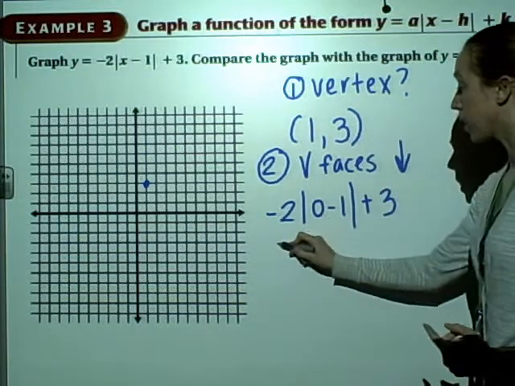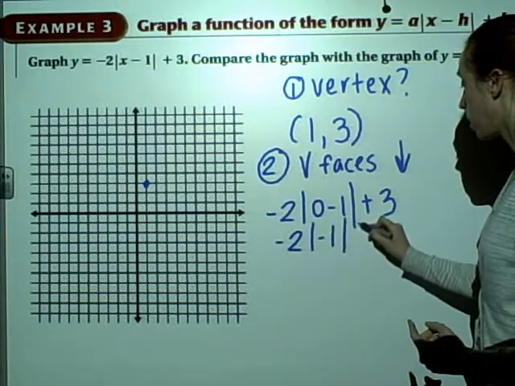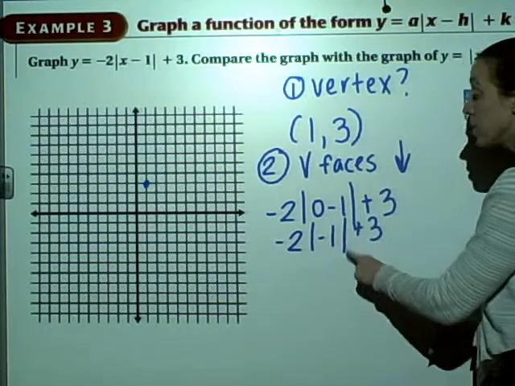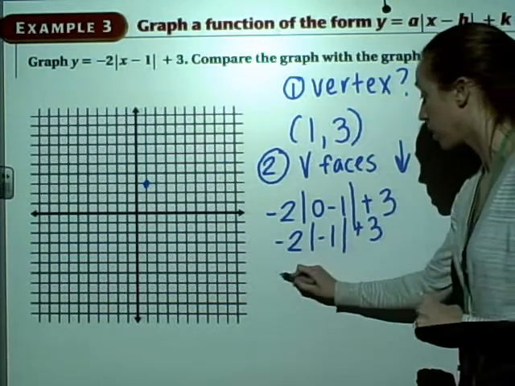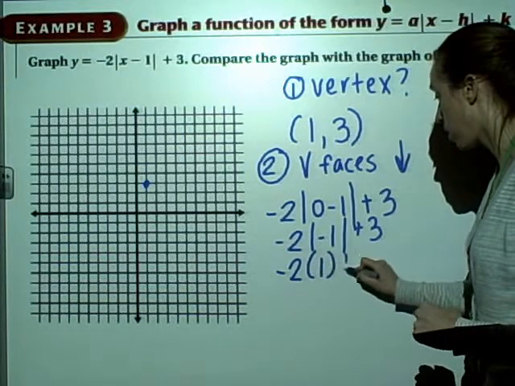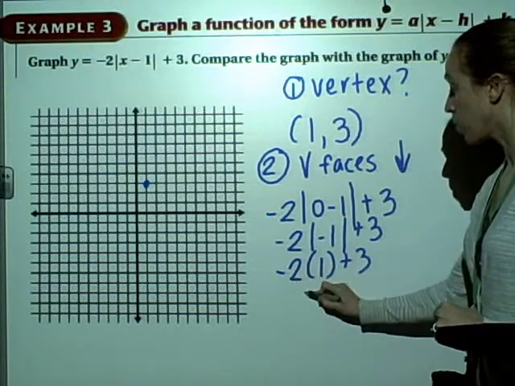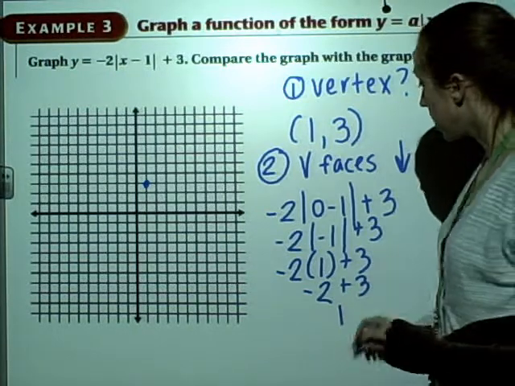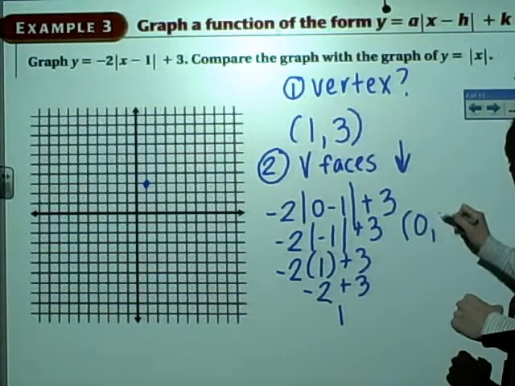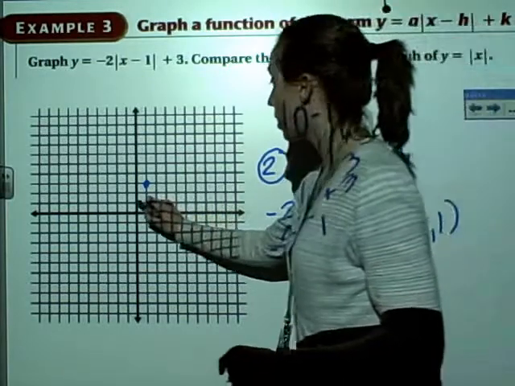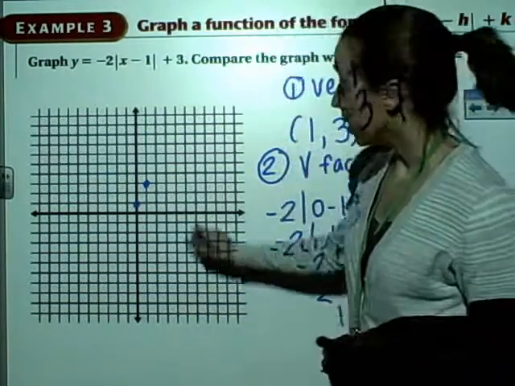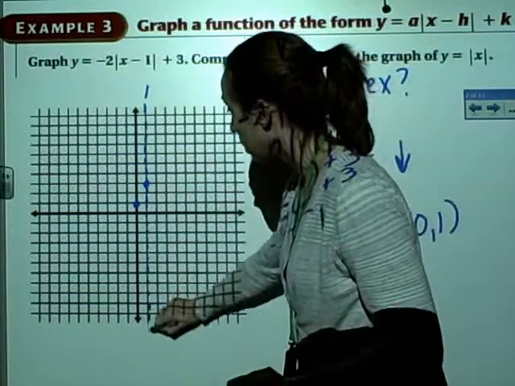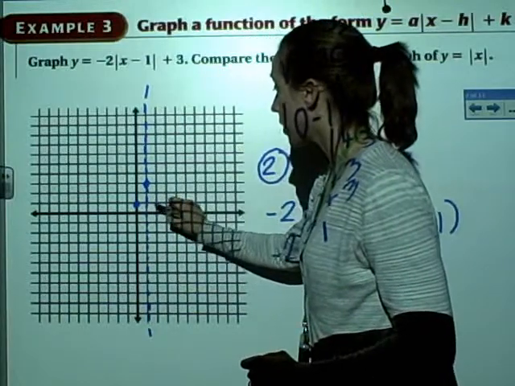0 minus 1 is -1. Absolute value of -1. Remember, this is not parentheses. Absolute value of -1 is 1. -2 times 1 is -2. Plus 3 gives me 1. So this tells me the next point is 0, 1. And I know that this vertex is also another axis of symmetry. So I can reflect this next point over.